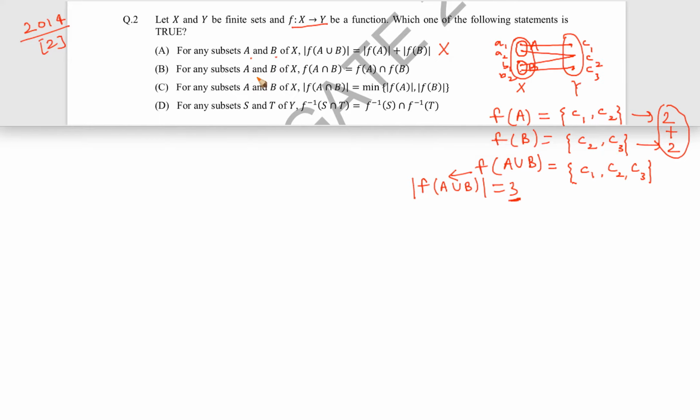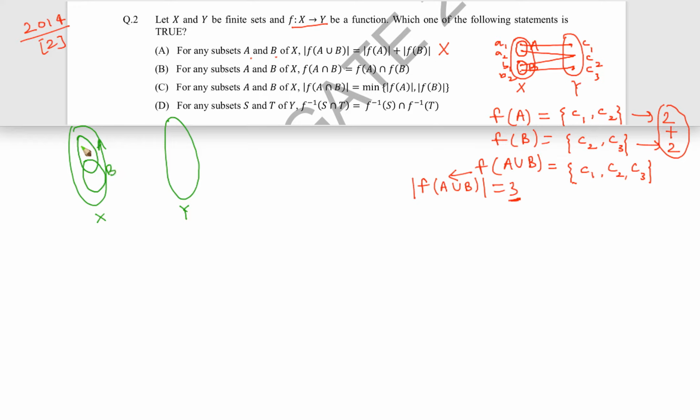For any subsets A and B of X, f(A intersection B) is equal to f(A) intersection f(B). For this, again we are going to take another example. Let's take the example something like this. So let's say this is X and this is Y, and for now let's say that this is set A and this is set B.